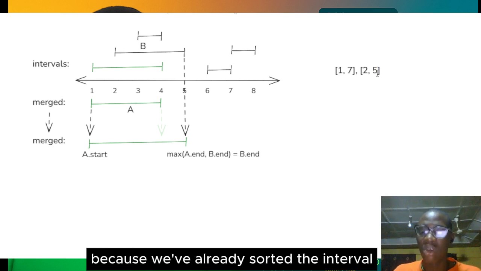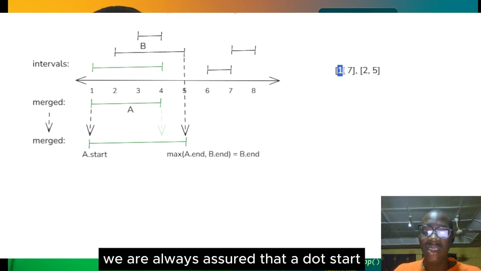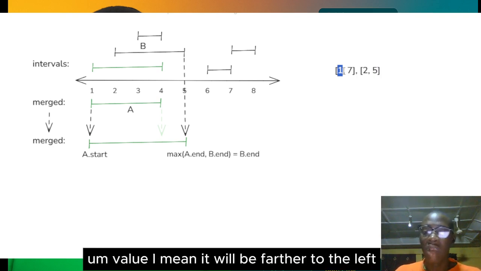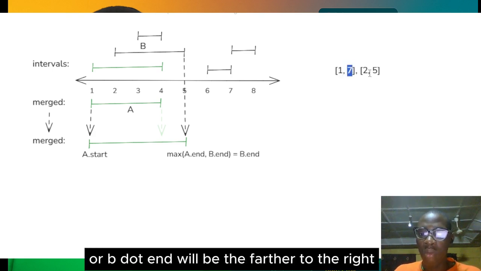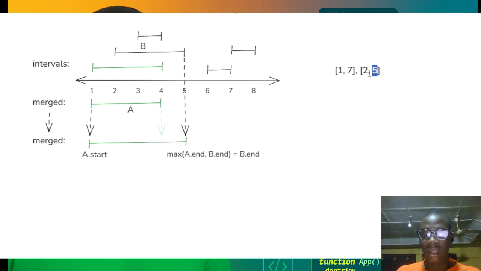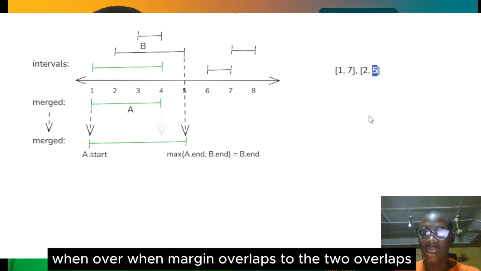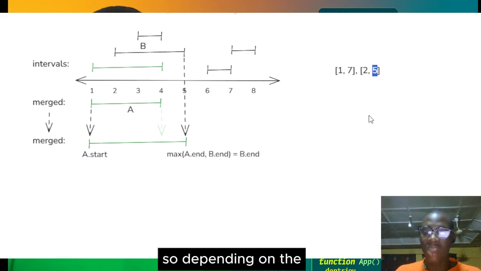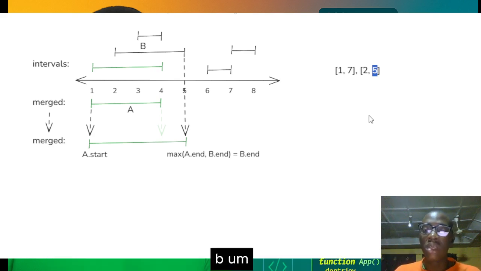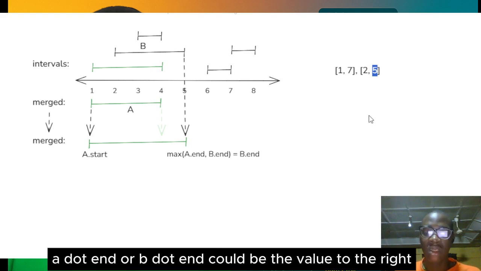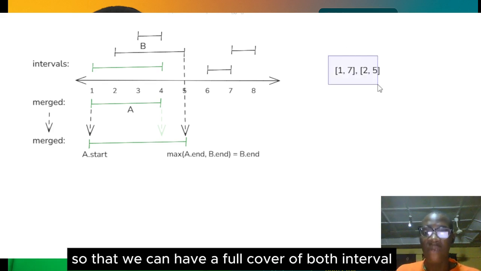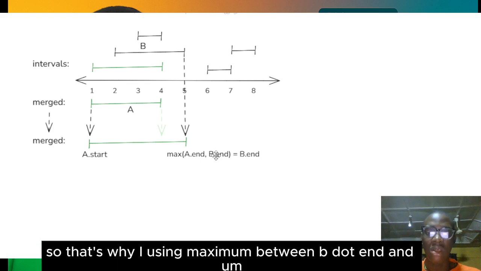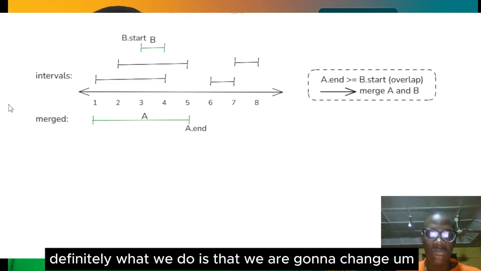Fine, because we've already sorted the intervals, we are always assured that a dot start will represent the smallest value, farther to the left. But we can't guarantee that a dot end or b dot end will be farther to the right when the two overlap. So depending on how the intervals are given to us, a dot end or b dot end could be the value to the right. We just have to find the maximum between both of them so that we can have a full cover of both intervals. That's why I'm using the maximum between b dot end and a dot end.